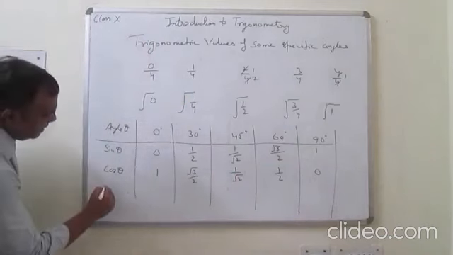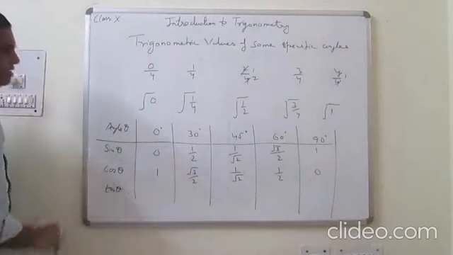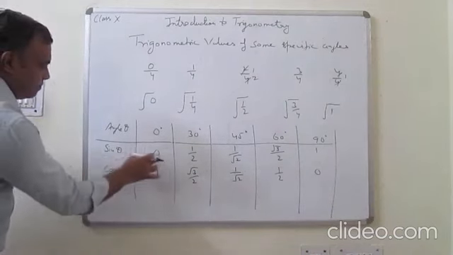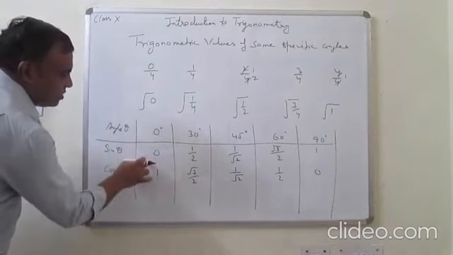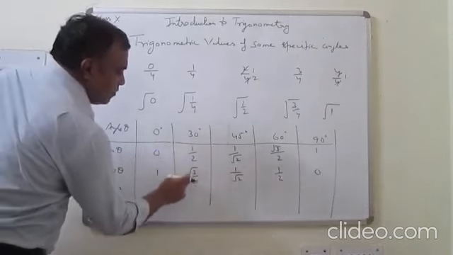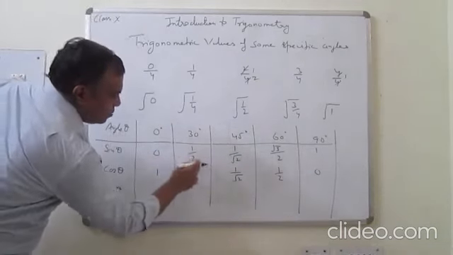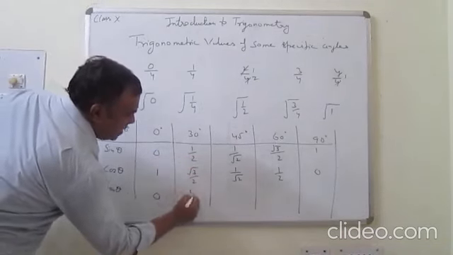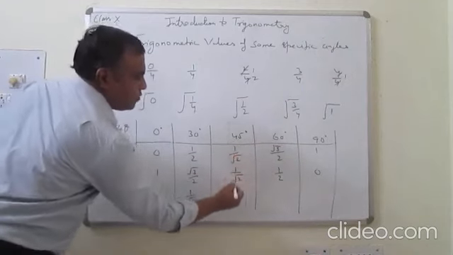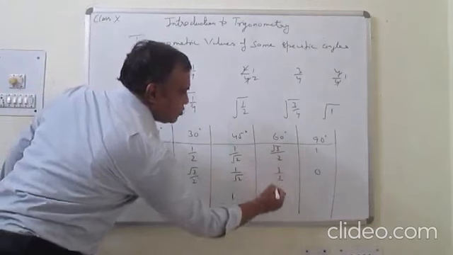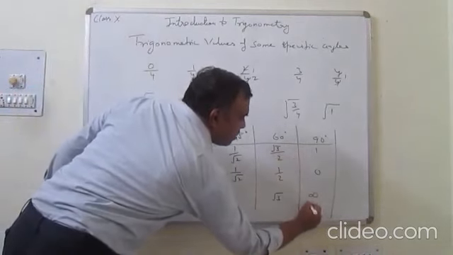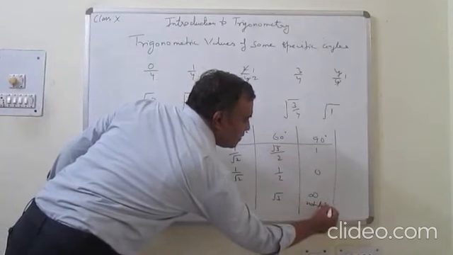Now, what is tan theta? We know that when you divide sine upon cos, you will get tan theta. 0 upon 1 is 0. Then 1 by 2 and root 3 by 2; when you divide, the 2 cancels, and it is 1 by root 3. Then 1 by root 2 upon 1 by root 2 cancels, giving 1. And then it is root 3. Then 1 upon 0 is infinity, or not defined.